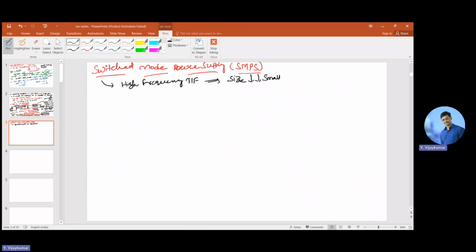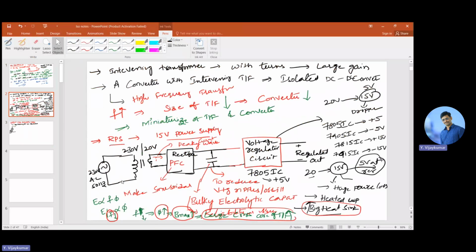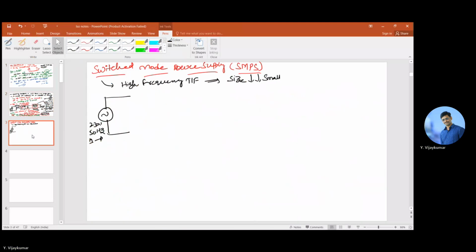Now we'll take the same example. How do we take the converter here? The input of the converter is again 230 volts, 50 hertz, which is a single phase supply. Earlier, when we discussed RPS, we gave it to a step down transformer. Now we are not going to give it to a step down transformer directly. We are going to give it to the rectifier.